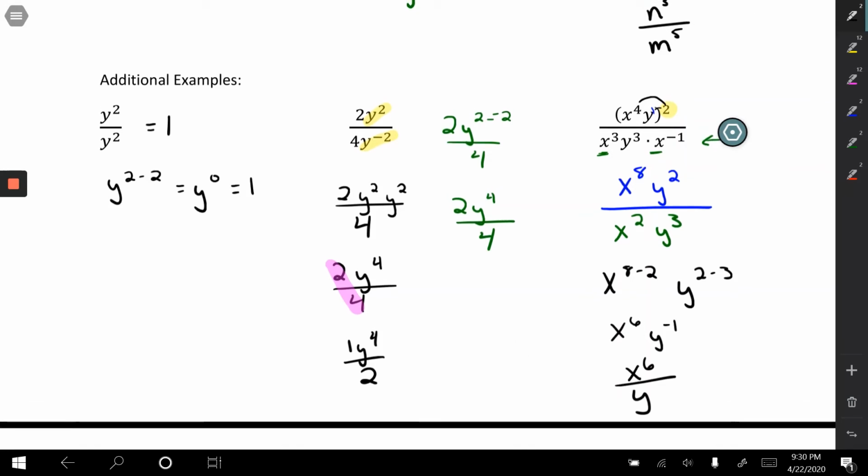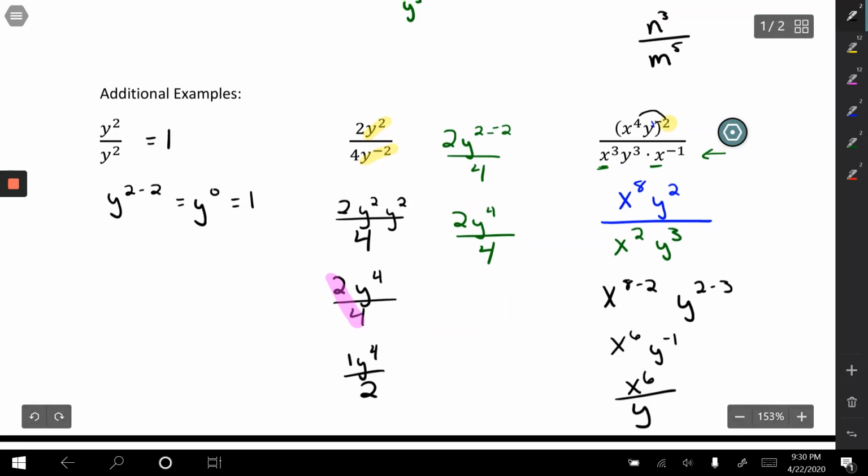Okay. So we may have more than one rule to use at a time, but we just need to pay attention to them one at a time and get down to our simplified answer where we don't have any negative exponents, no bases appearing more than one time, no parentheses, and simplified fractions as much as possible. Okay, so there is our first quotient rule.